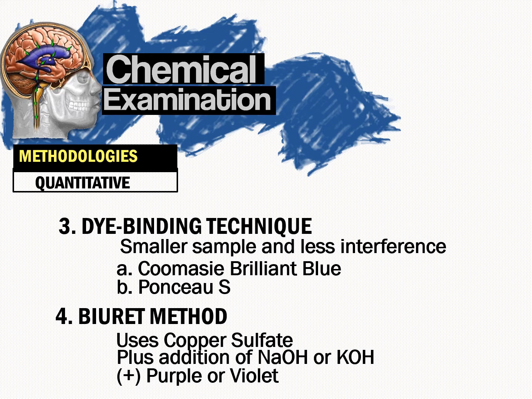The fourth method is called the Biuret method. This accurately measures CSF protein between 12 to 750 mg per deciliter. The reagents are copper sulfate, which is blue, and sodium hydroxide or potassium hydroxide. It turns violet or purple in the presence of protein. So this is fairly easy to remember: the Biuret method has a violet positive reaction.